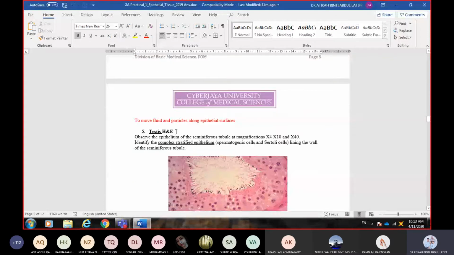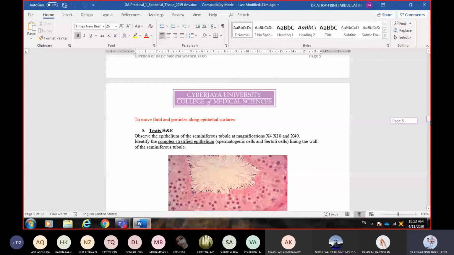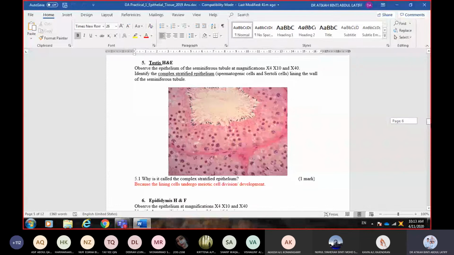To move fluid and particles along epithelial surfaces. Okay, so next is testis. So this is the complex stratified epithelium. Why is it called complex stratified? Stratified because it's got many layers of cells.